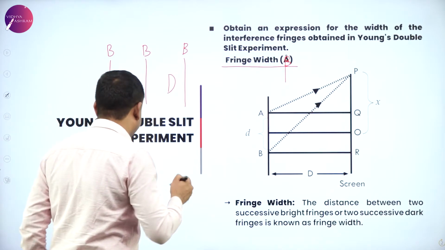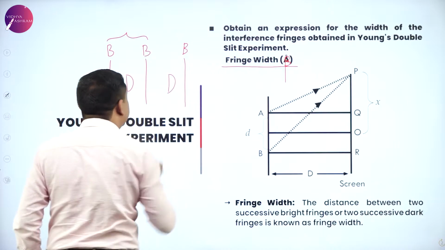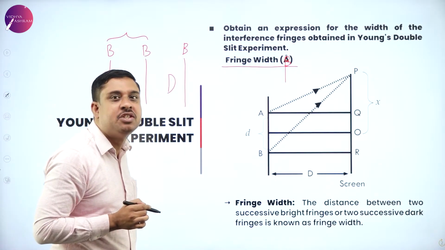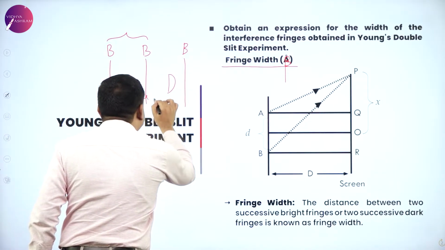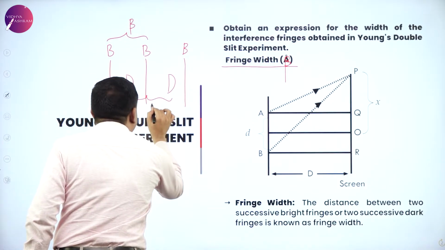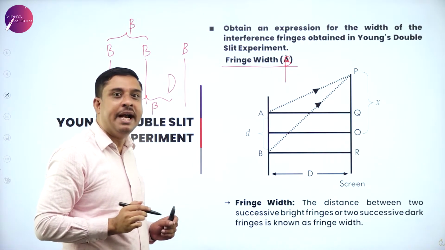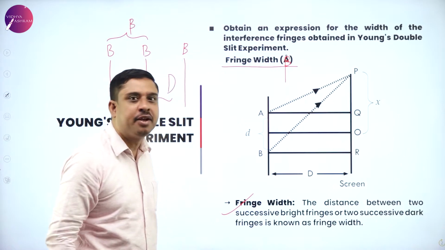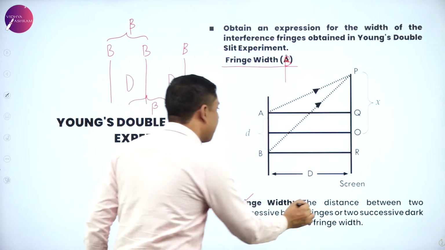Dear students, the distance between successive bright fringes or successive dark fringes is what we call fringe width. So very clearly I have mentioned here the meaning of fringe width.